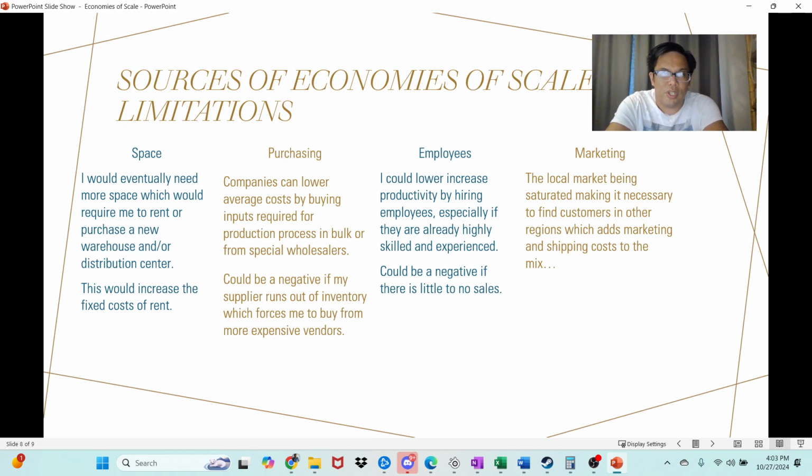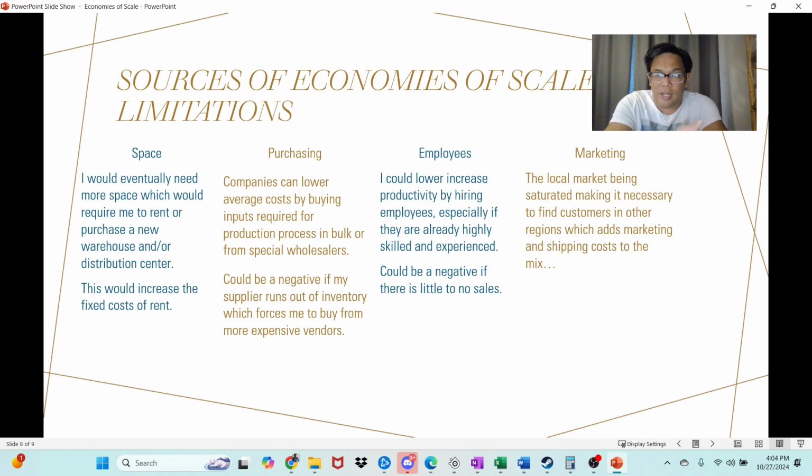Another source of economies of scale is the employees. I could either lower or increase productivity by hiring employees, especially if they are already highly skilled and experienced. This could be a negative if there is little to no sales. The idea is that I would multiply my productivity by hiring employees, training them to do what I do, and then hiring managers, etc. And this could drastically increase the cost. But if there is little to no sales, then we can't really justify having that many employees. That's why you get layoffs and all this other stuff.